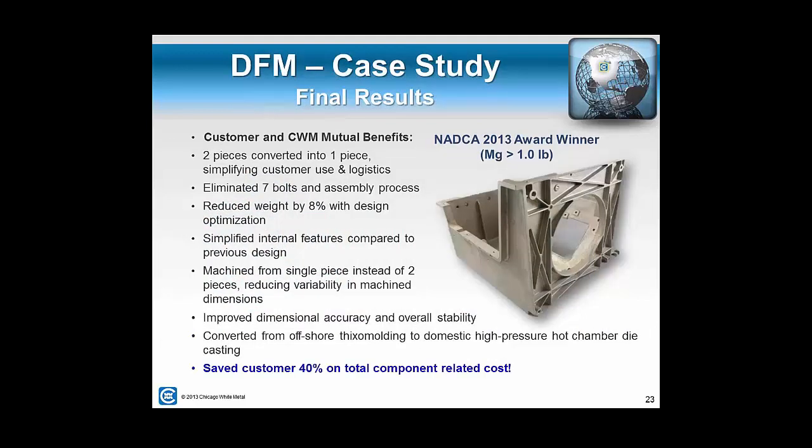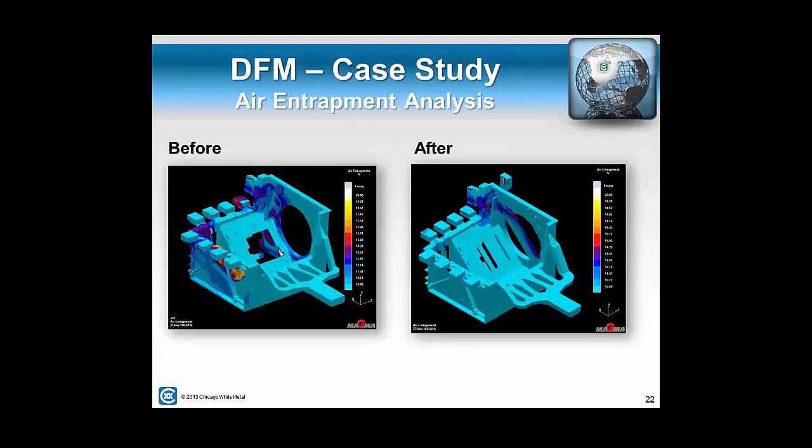So here were the final results from the case study, and then again, as we talked and discussed, it was a win-win for both the Chicago White Metal and the customer. Two large die castings were converted into one single die casting, eliminating the assembly components and assembly process that went along with that. The overall part weight was reduced. Many of the internal features were more simplified versus what the original design was. The machining we talked about, it was easier to do the machining required as a single piece versus the individual components.